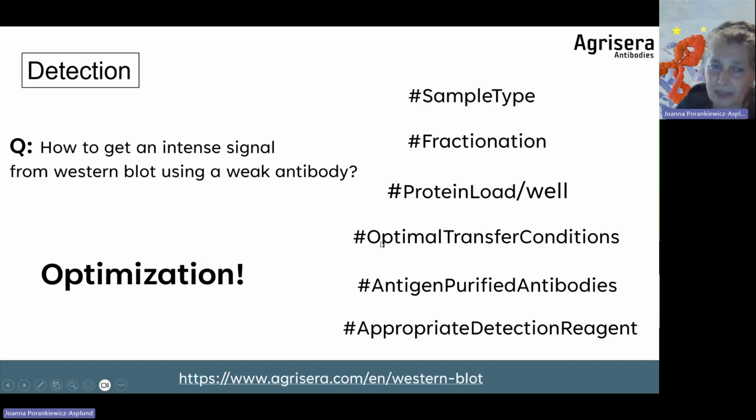All these steps are called optimization. So if you do not receive a signal from your antibody at all, instead of repeatedly doing more and more blots, you need to do this theoretical analysis first.